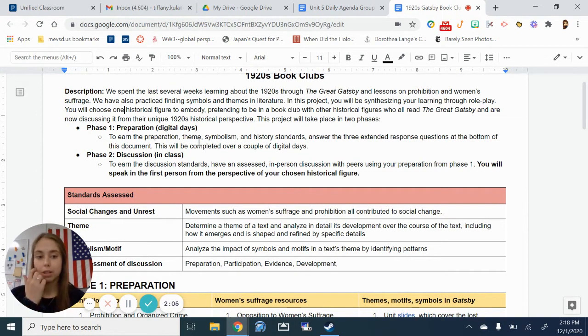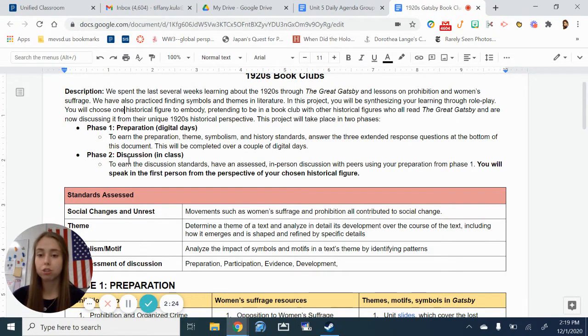This is how we will assess the history standard. It is how we will assess the theme and symbol standards, and it's also how you'll get that preparation standard for discussion. So even if you already have that standard, if you don't do the preparation, then you'll lose that standard. So that's phase one.